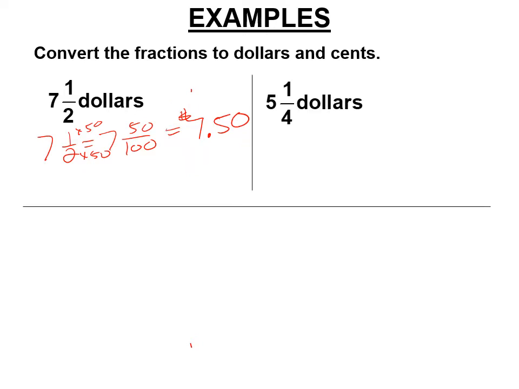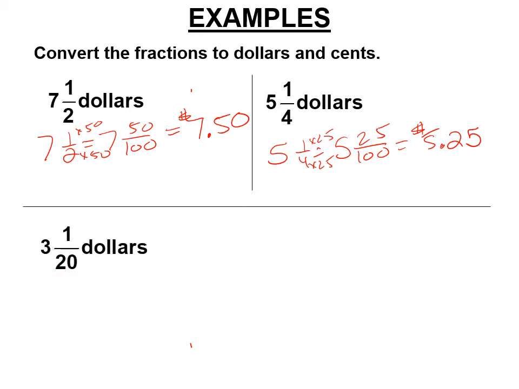5 1/4. Okay, what's a fourth of a dollar? Well, we got to put it over 100 because dollars are in hundredths. 4 times 25 is 100, and 1 times 25 is 25. It's $5.25, which we would write as $5.25, like that.